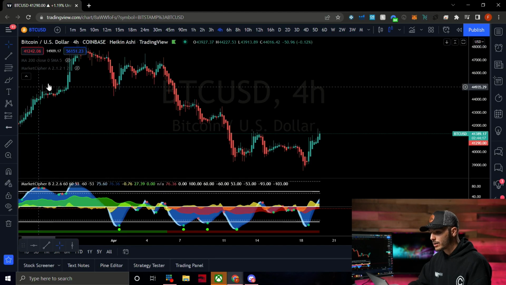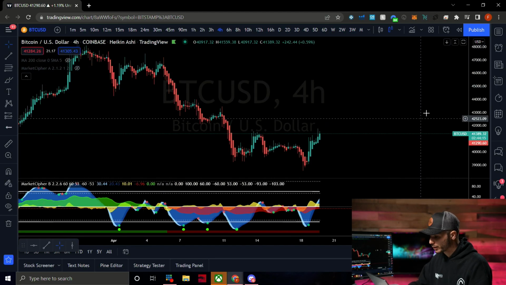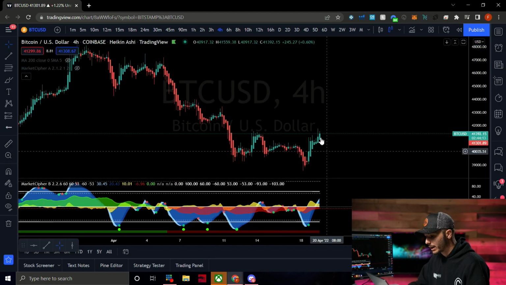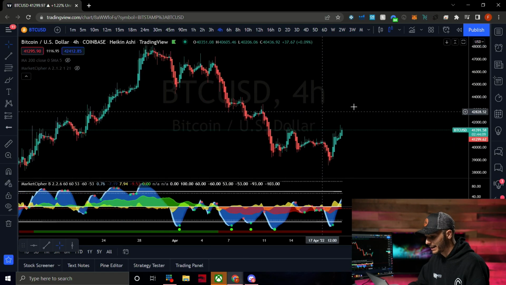I'm going to show you how to add the DBSI to your TradingView chart, how to read it, what all the numbers mean, and more importantly, how you can use it to add confirmation when entering and exiting your trades. Let's get into it. So we're here on the Bitcoin 4-hour chart. And first, we're going to go ahead and add the DBSI to our chart.